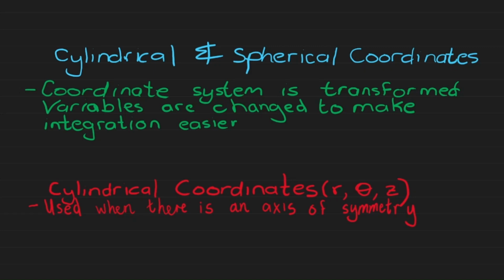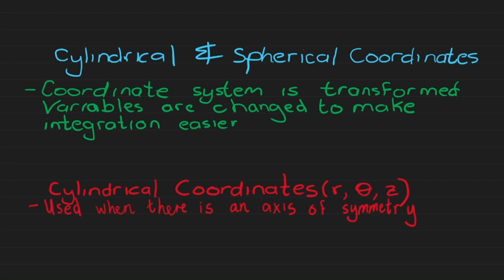Hi there. In this video, we're going to be talking about cylindrical and spherical coordinates. In mathematics, people are always looking for easier ways to do things. Integration is quite difficult at times, and we can end up with integrals that can be hard to evaluate. So what people do is change the coordinate system. Often when you change the variables from one coordinate system to another, we find that the integration becomes much easier.